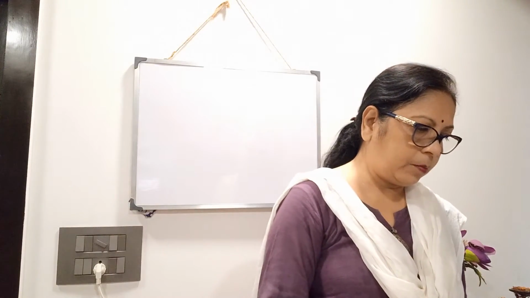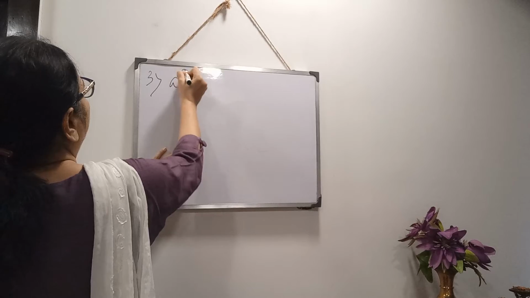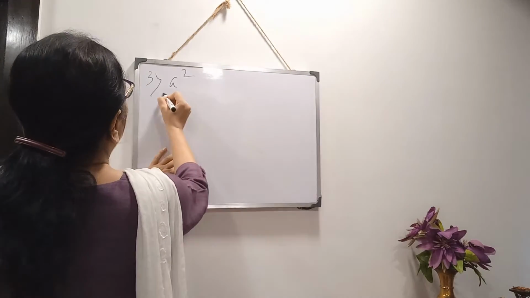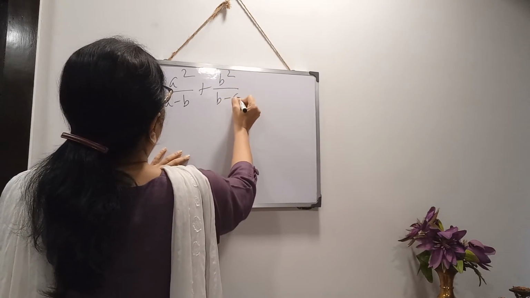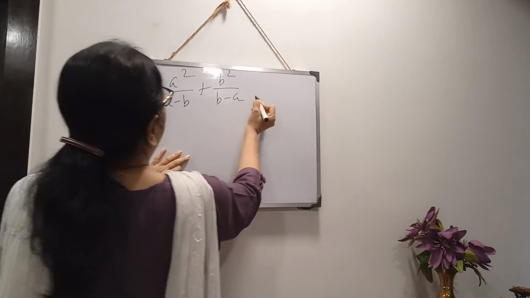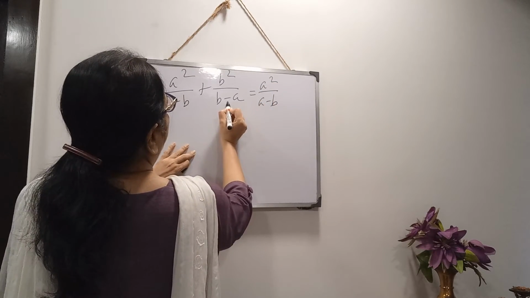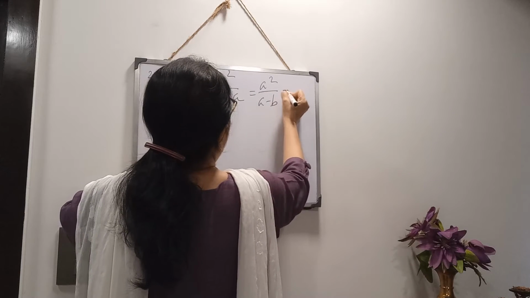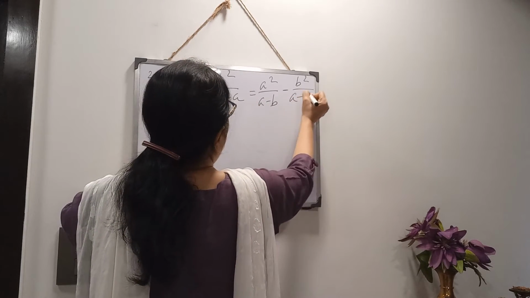Then number 2 also you can do by taking LCM. Number 3 I am showing. It is easy. You can do a square by a minus b plus b square by b minus a. Now before taking LCM you see there is a minus b but there is b minus a. So you have to change the sign. I am changing the sign of the second one. When I am taking minus sign here, there was b minus a initially, it will become a minus b.